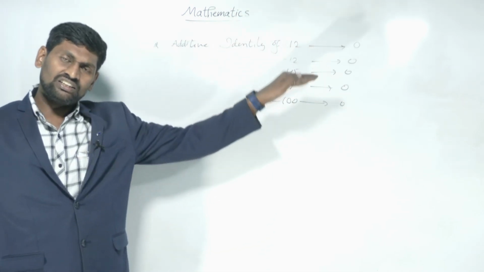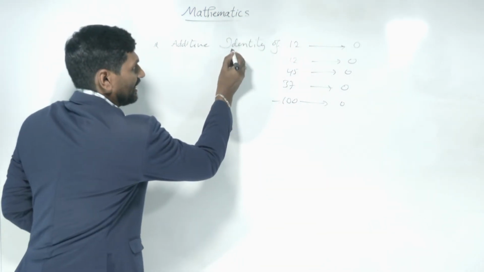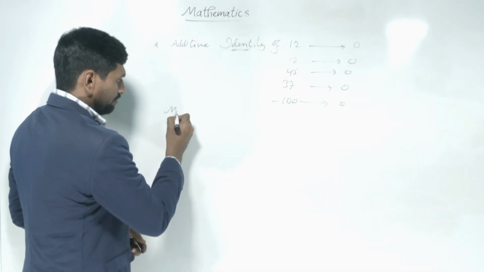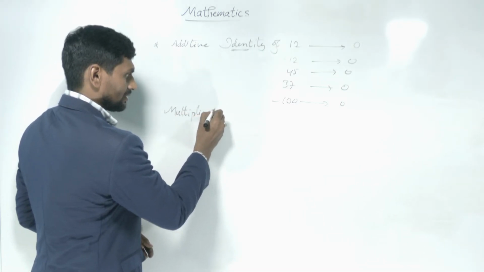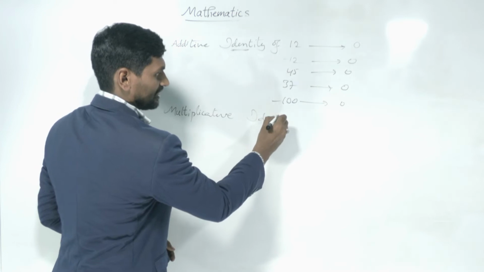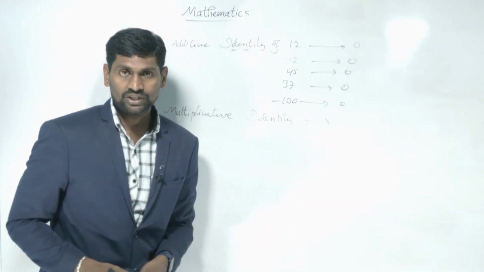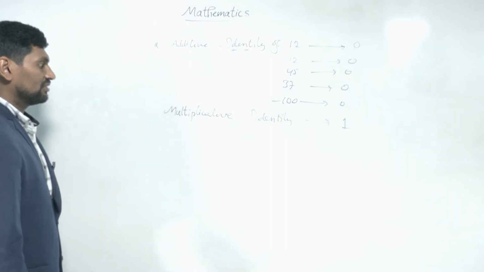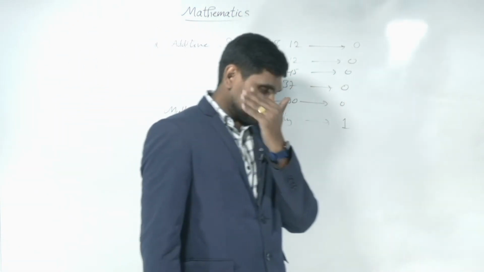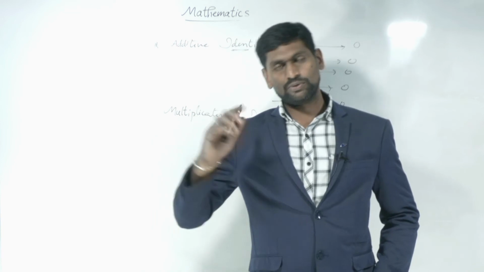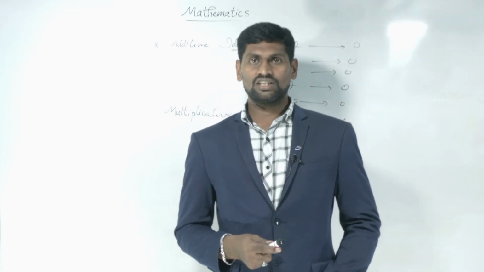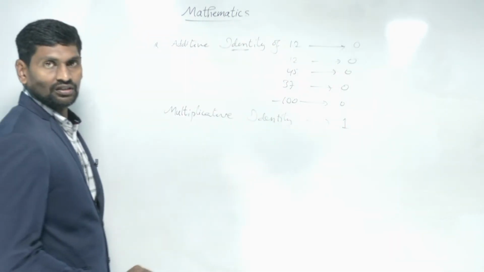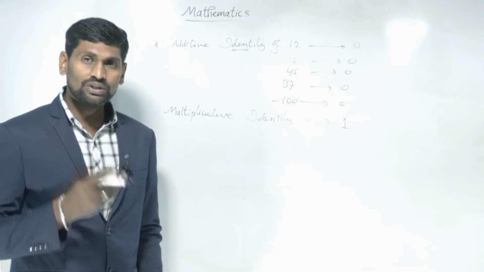If you take any integer, the additive identity is 0. Same way, for any number, what is the multiplicative identity? I told you already, the multiplicative identity is always 1. 0 is the additive identity, 1 is the multiplicative identity. Got it, children? Okay, shall we go to the next one?